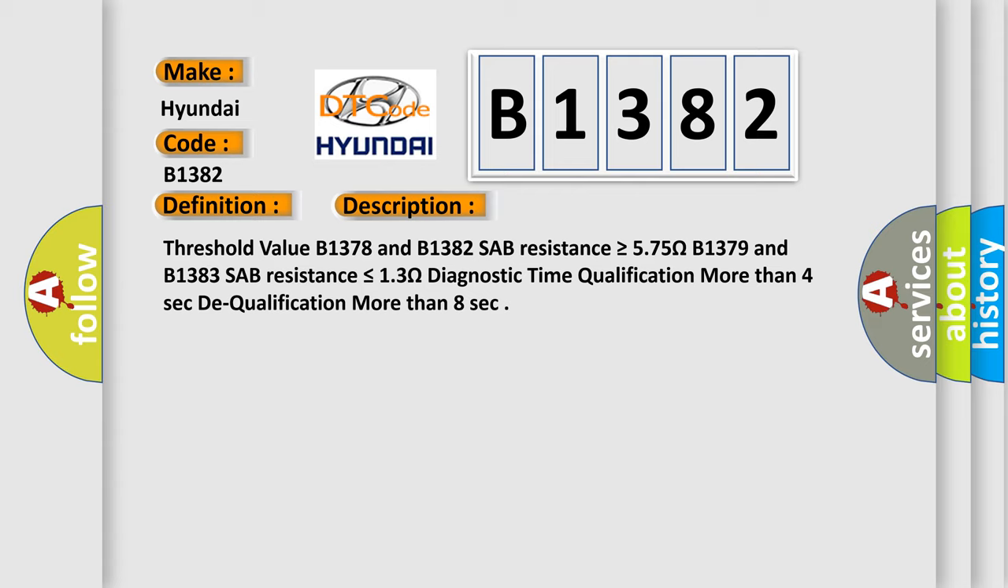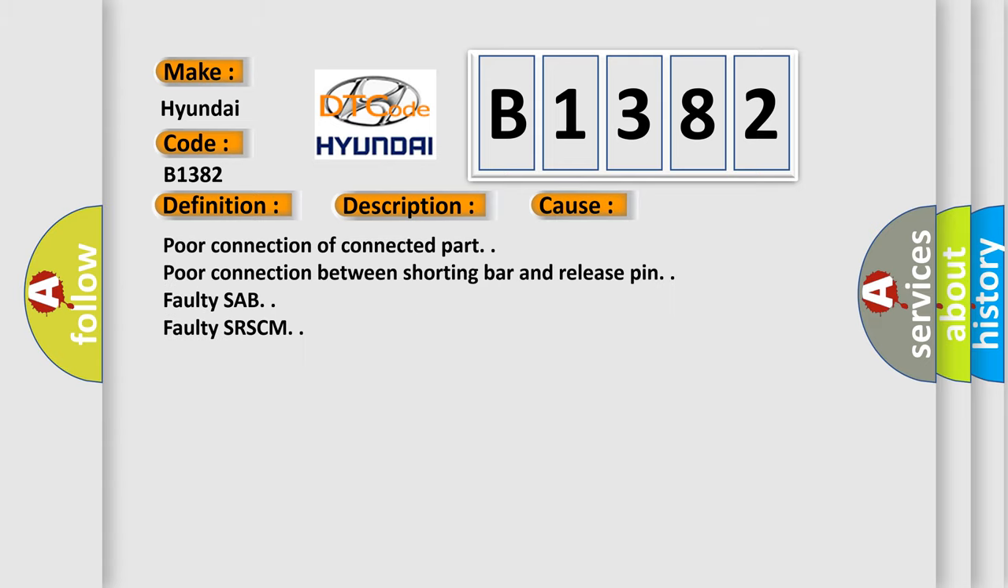Threshold value: B1378 and B1382, SAB resistance is greater than or equal to 5.75 ohms. B1379 and B1383, SAB resistance is less than or equal to 1.3 ohms. Diagnostic time qualification more than 4 seconds. De-qualification more than 8 seconds. This diagnostic error occurs most often in these cases: poor connection of connected part, poor connection between shorting bar and release pin, faulty SAB, faulty SRSCM.